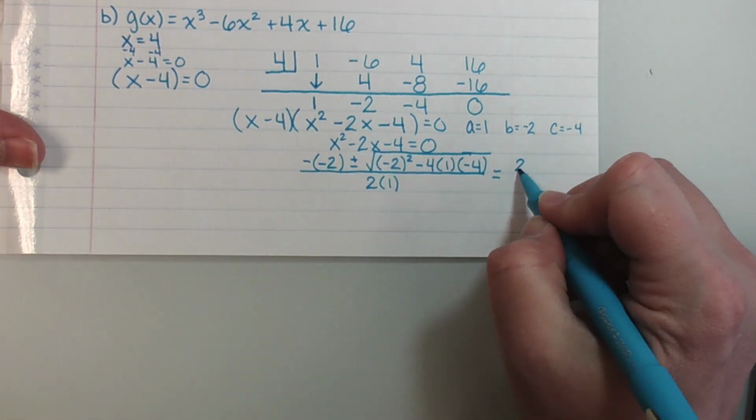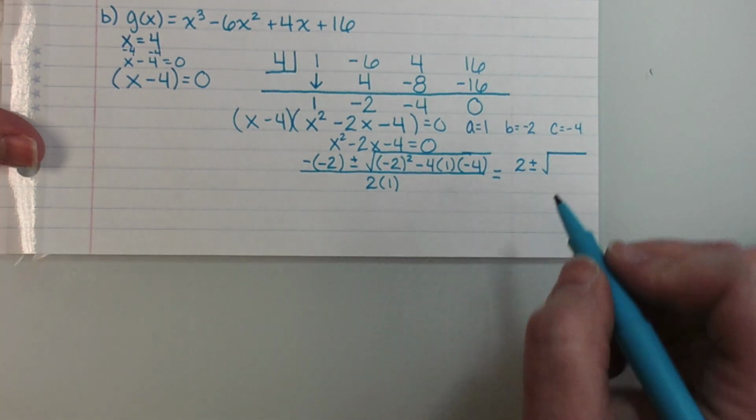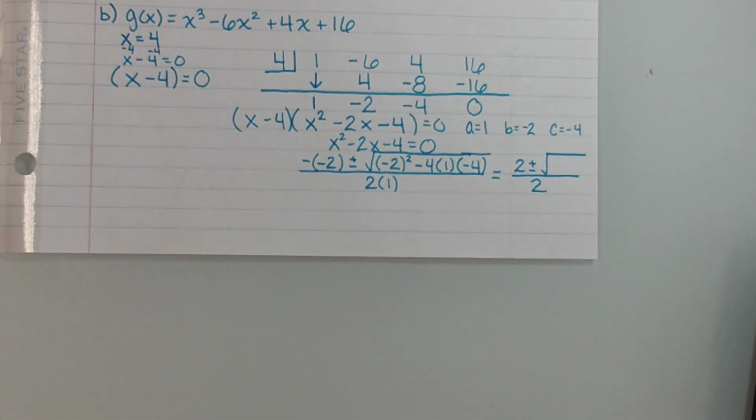Negative negative 2 is 2. Plus or minus square root. Do the stuff inside the square root without the square root. And the denominator is 2 times 1, which is 2. What do you get for the stuff inside the square root? 20.